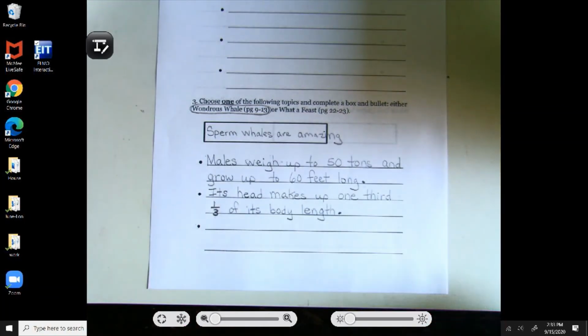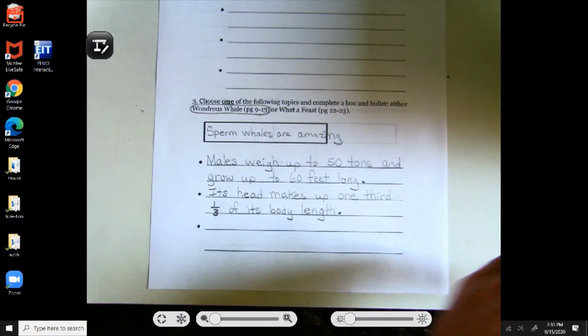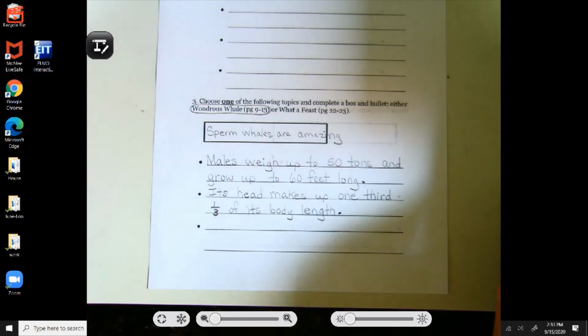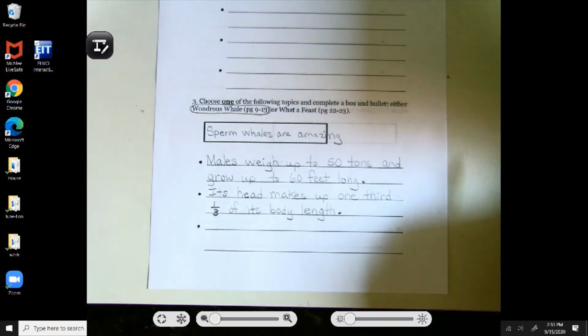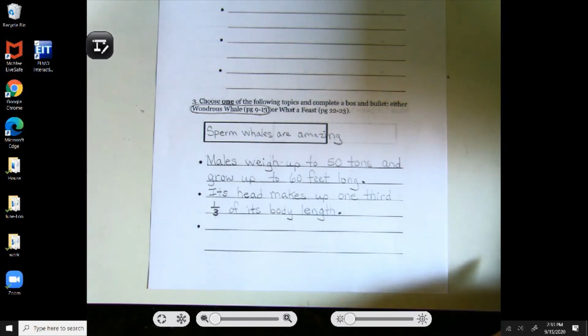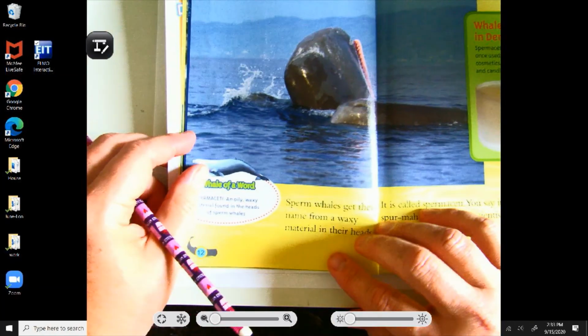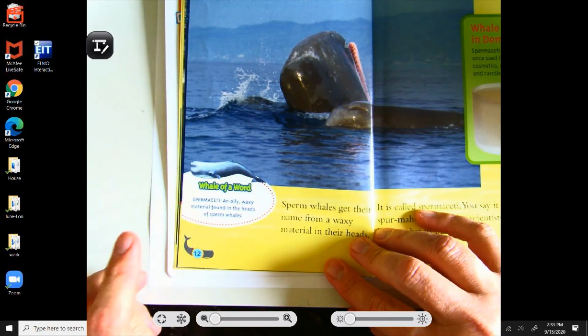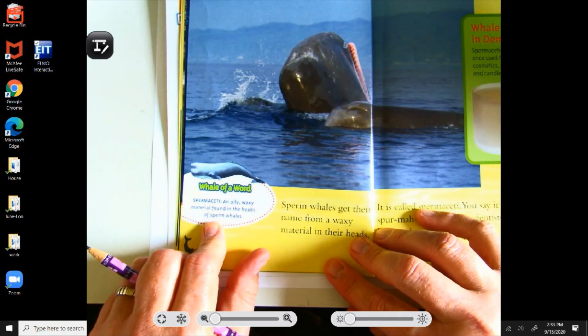Then, scholars, we need one more fact. If you're still writing that, go ahead and keep writing. I'm going to go back to my book and look for one more amazing sperm whale fact. Oh, how about this interesting one about spermaceti? Should we put that one in? That's pretty amazing.